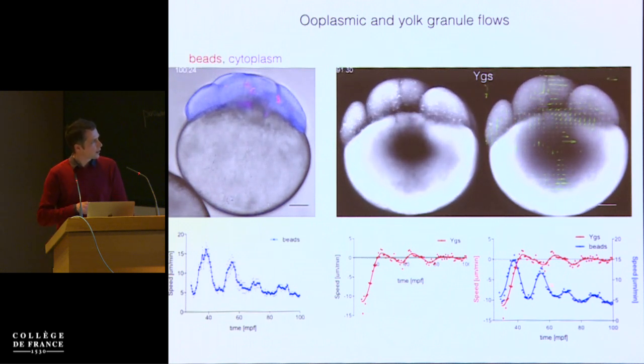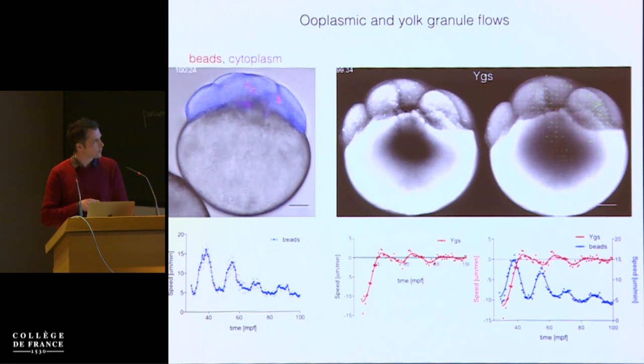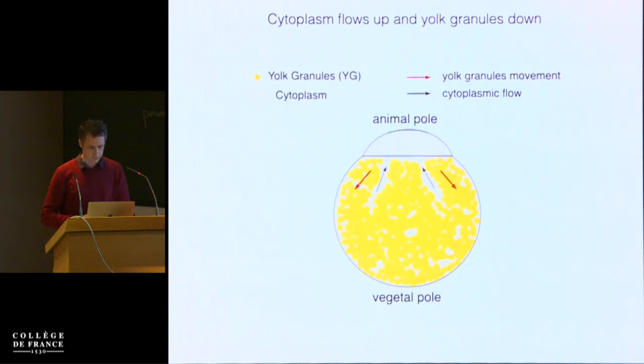Meaning once the ooplasm flows upwards, you can see that the yolk granules are flowing downwards. And this is essentially what this process is about: getting the yolk granules downwards and all the ooplasm up to the animal pole. So what this description told us, and this is perhaps not too surprising, but just looking at this movie, is that ooplasm flows upwards and yolk granules at the same time flow downwards.